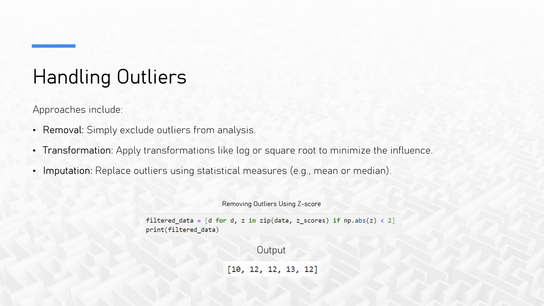The code checks each value and keeps it only if the absolute Z-score is less than 2. That means any value that's more than 2 standard deviations away from the mean gets filtered out. Looking at the output, we can see that the extreme value of 120 is now gone, leaving us with the cleaner set of numbers: 10, 12, 12, 13, and 12. This way, the data set better represents the general trend without being skewed by an outlier.